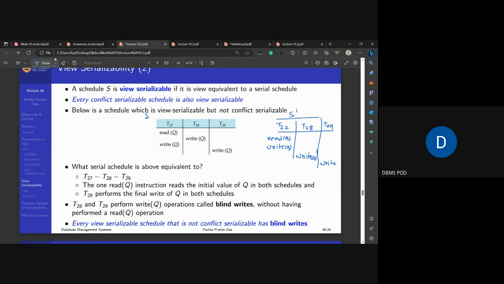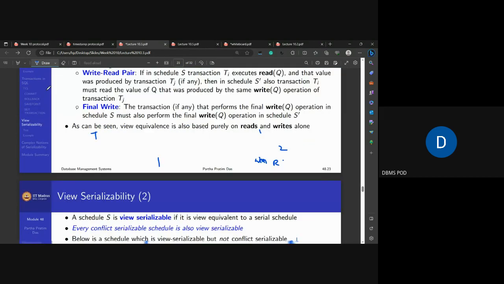In its read Q, the data item Q, which transaction reads it? T27. And in the schedule S dash, it is T27 also, right? So the first condition is matched: the initial read matches.